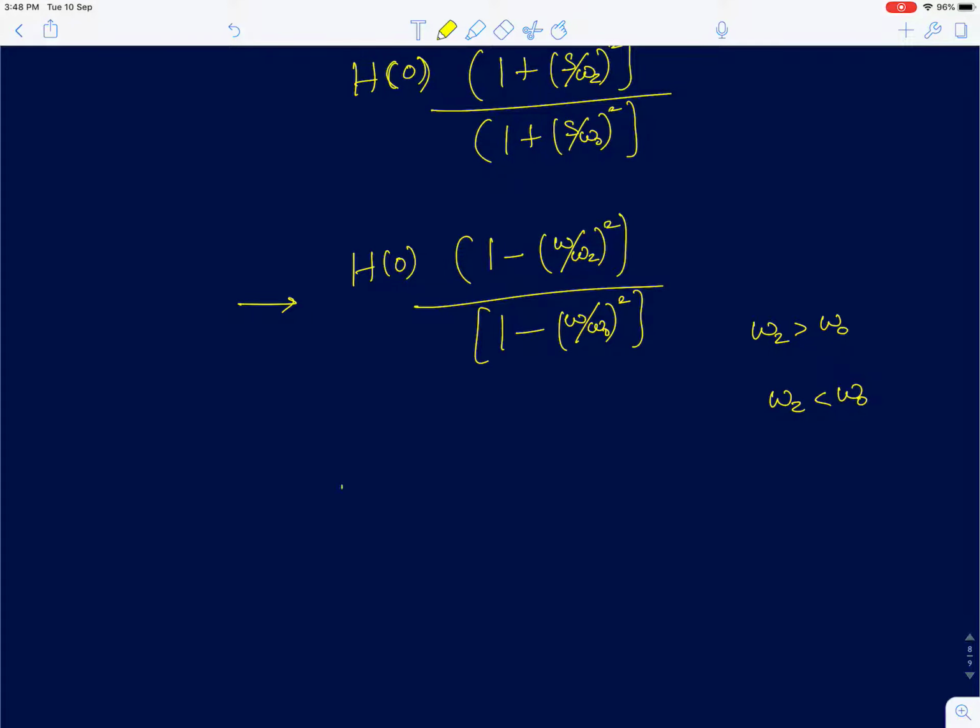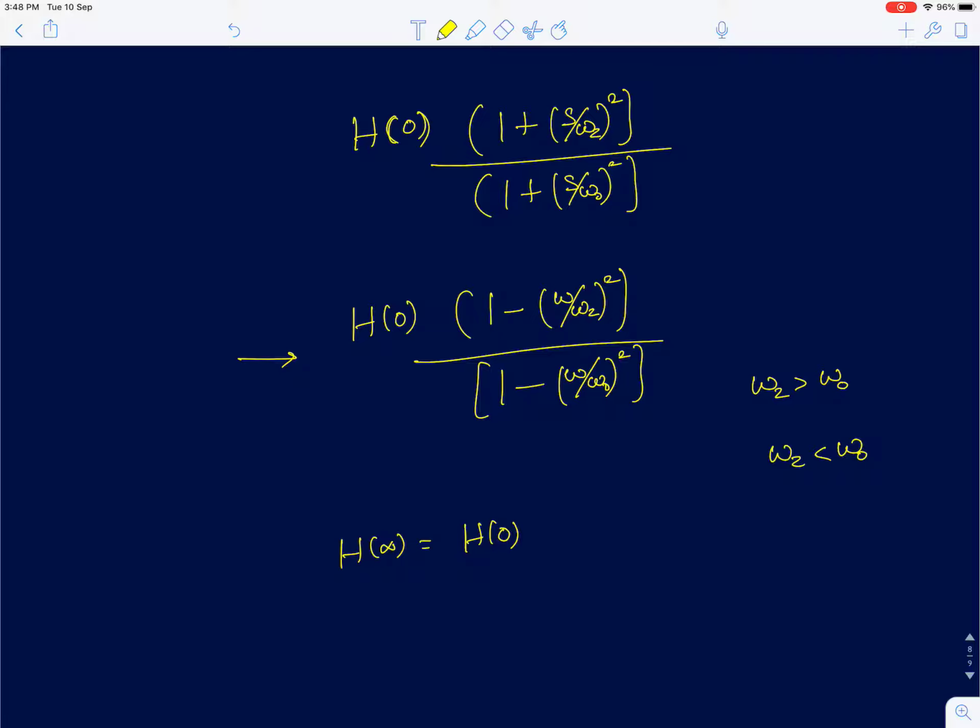I'm also going to call the high frequency gain h of infinity as h of 0. So for example, at very high frequencies, when omega is much greater than both omega z and omega naught, you can ignore both the ones in the numerator and denominator, and the function will simply reduce to h of 0 into omega naught by omega z the whole square. I'm going to call this the infinite frequency gain or the high frequency gain, h infinity.